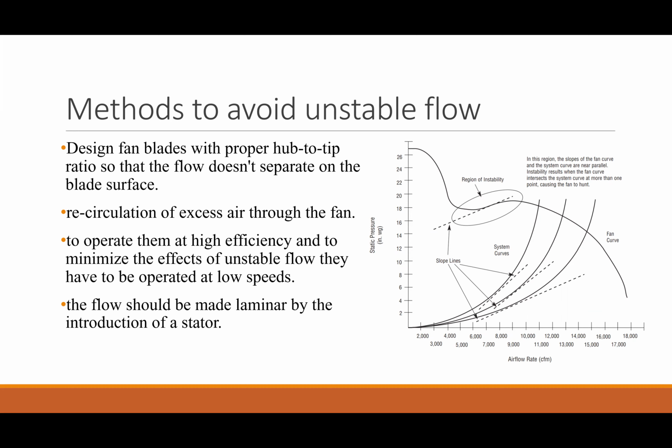Another method to overcome these effects is the recirculation of excess air through the fan. And since axial fans are highly specific speed devices, to operate them at high efficiency and to minimize the effects of unstable flow, they have to be operated at low speeds. For controlling and directing the flow, use of guide vanes is suggested, which is the main component of Vaneaxial fans. Lastly, turbulent flows at the inlet and outlet of fans cause stalling, so to prevent this, the flow should be made laminar by the introduction of a stator.